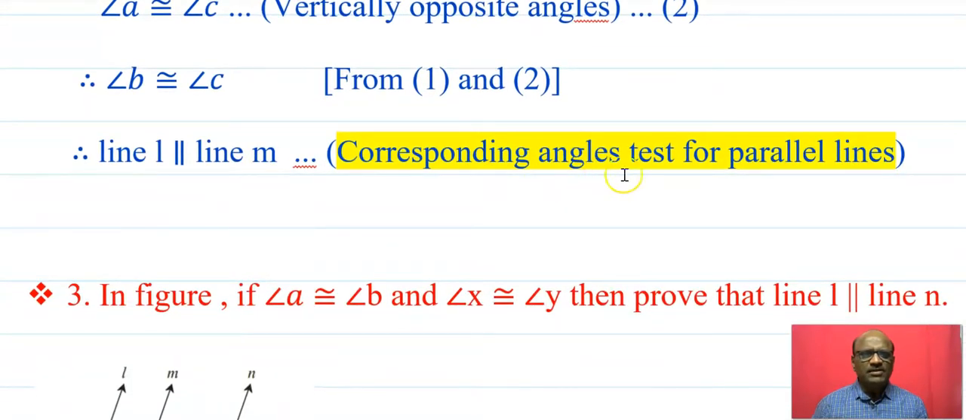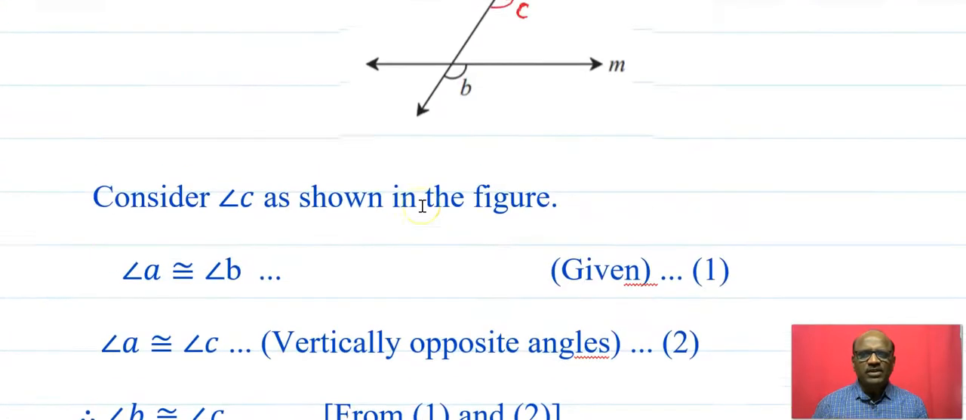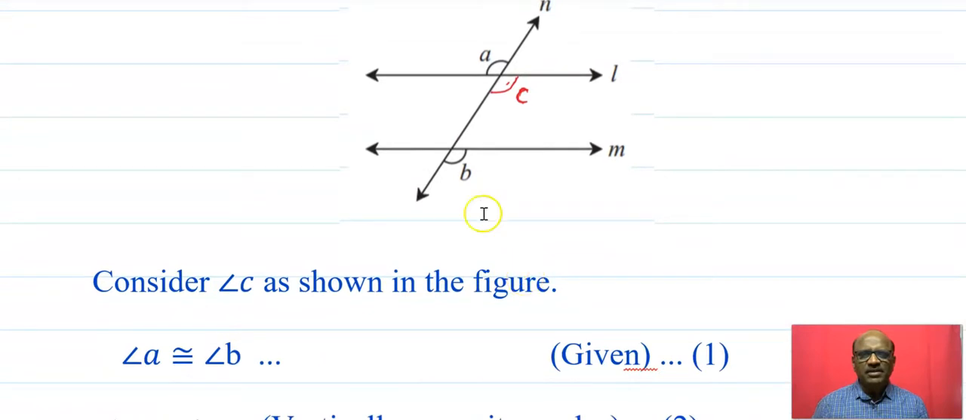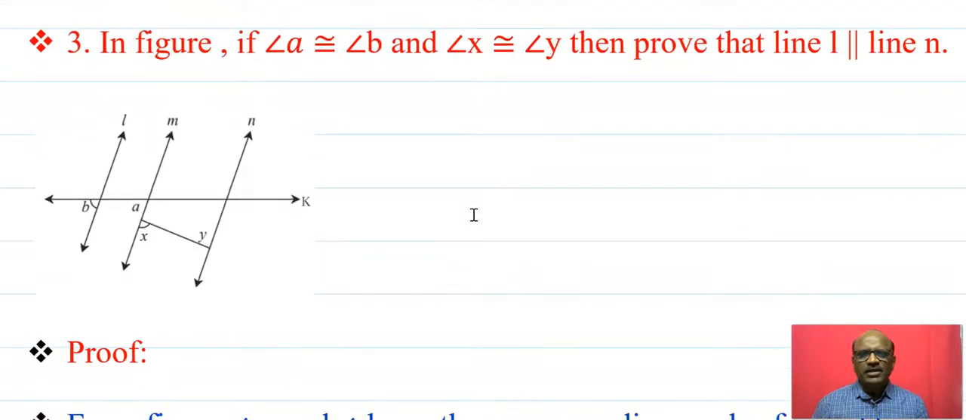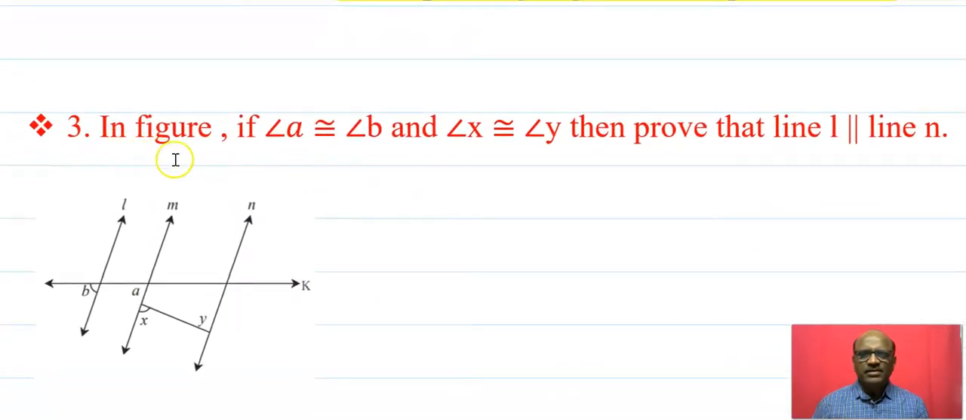And therefore, by the corresponding angle test, line N is parallel to line M. It's very simple. Also, I would say that these are the exterior alternate angles also. Next, in the figure, if angle A is congruent to angle B, and angle X is congruent to angle Y, then prove that line L is parallel to line M.